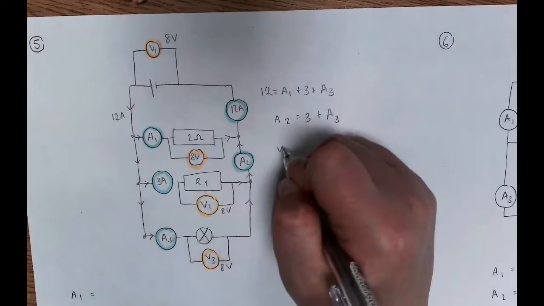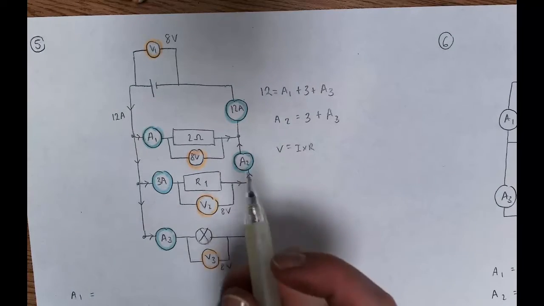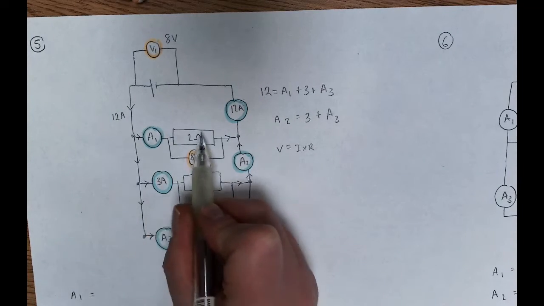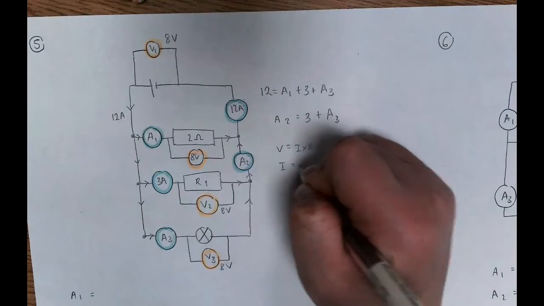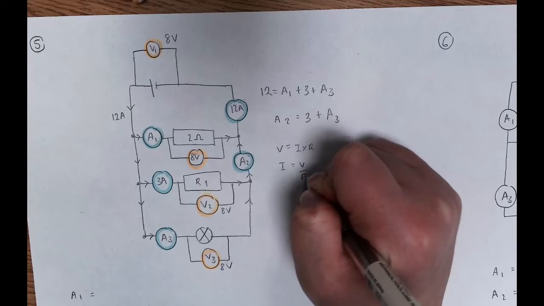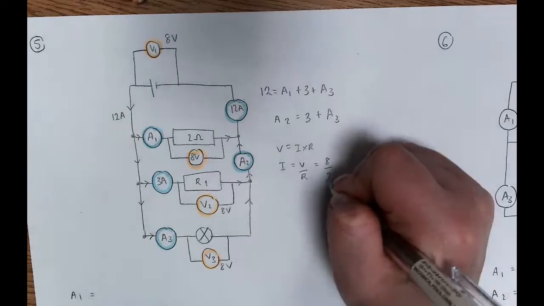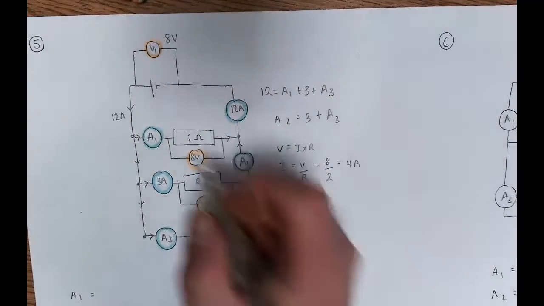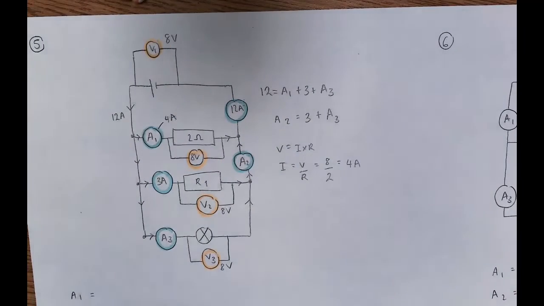We also know that V is equal to I multiplied by R. I can work out, because I have the voltage dropped across this component and its resistance, what A1 is. I rearrange my equation. I is V divided by R. The voltage dropped was 8 volts when the resistance was 2 in this section. And so 4 amps must be flowing through A1.